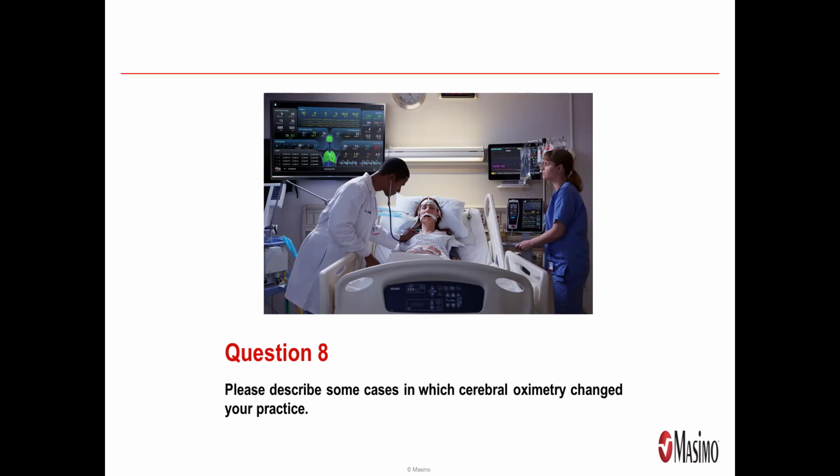Please describe some cases in which cerebral oximetry changed your practice. We had several cases in which a cannula was misplaced and we repositioned it right away, and it was associated with unilateral desaturation. There were situations in which there was inadequate oxygenation. The PO2 was starting to fall, but you wouldn't pick it up with your pulse oximetry. But you would pick it up with the brain oximetry, and then find out that the patient was bleeding in the thorax, and you would correct that.